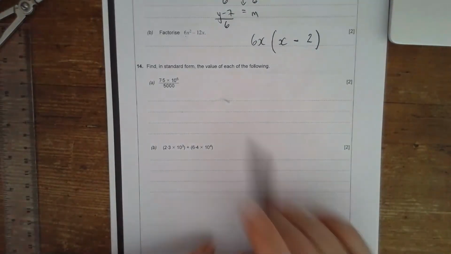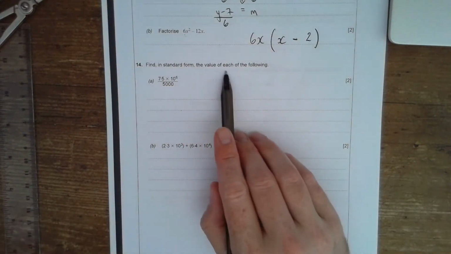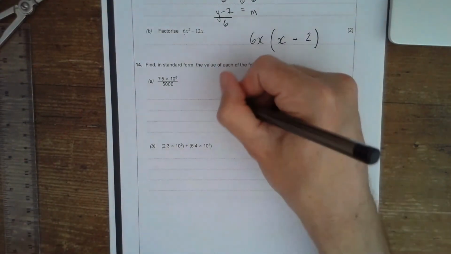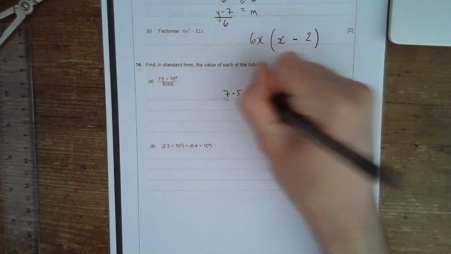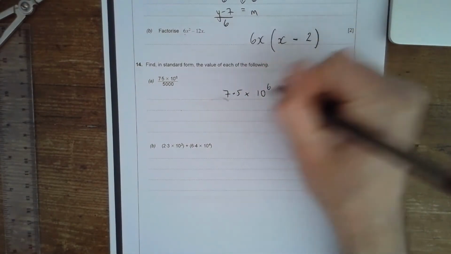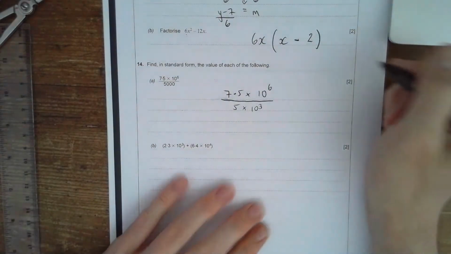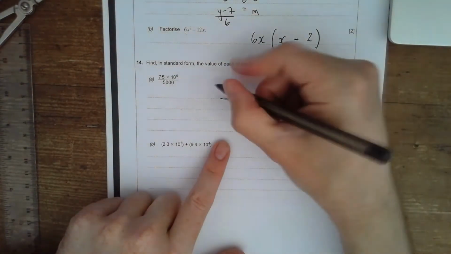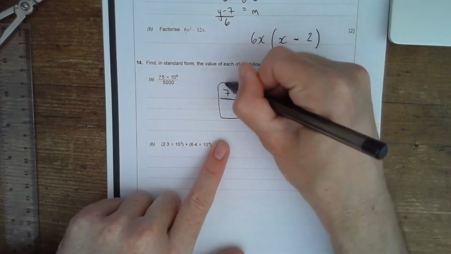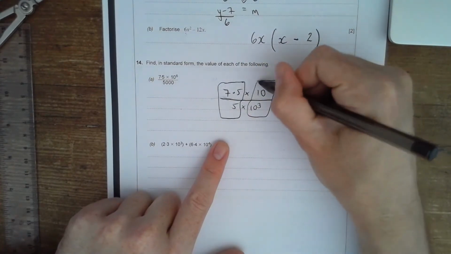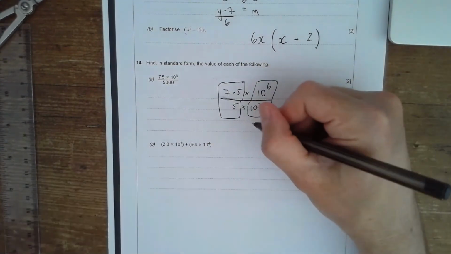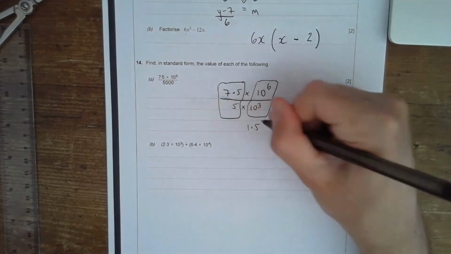Question 14, a bit sneaky. It says, find in standard form the value of each of the following. The one on the bottom isn't in standard form, so it wants you to put it into standard form. Now, 5,000 we should know would be 5 times 10 to the power of 3. You then look at dealing with the numbers and the tens dealing with the tens, okay? So how many 5s go into 7.5? It would be 1.5.